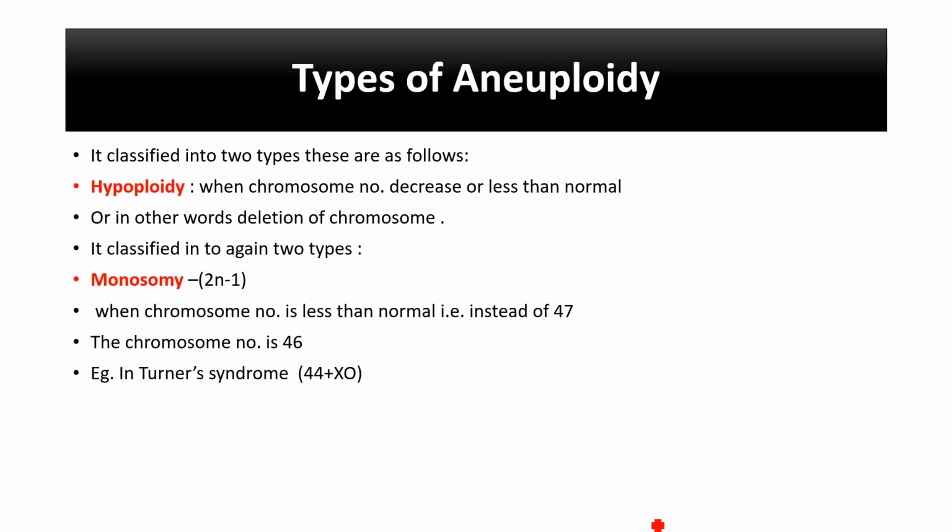Now, types of aneuploidy. This is the hypoploidy and hyperploidy. We will discuss one by one. First, we discuss the hypoploidy. When the chromosome number decreases, or is less than the normal, then it is called hypoploidy. Hypo means what? Less, below, and so in other words it is termed the deletion of the chromosome, and it is classified into two types, monosomy 2n minus 1.